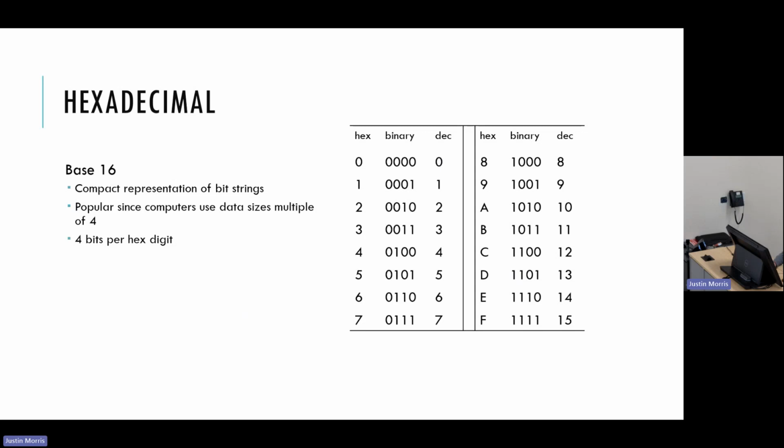So in binary, we have 2 digits. In decimal, we have 10 digits. In hex, we have 16 digits. So we have 1 through 9 like normal, but then because we're out of our normal digits that we use because we have 10 fingers, right? We start going into the alphabet. So A is 10, B is 11, C is 12, D is 13, E is 14, F is 15. So are we good with that?